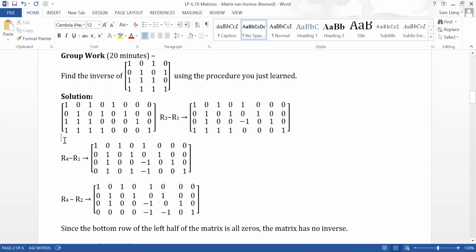R4 minus R1. So instead of the 1 here, we want a 0. So for that, I'll do R4 minus R1. 1 minus 1 is 0. 1 minus 0 is 1. 1 minus 1 is 0 again. 1 minus 0 is 1. 0 minus 1 is -1. 0 minus 0, and 0 minus 0 in the next two columns. We have 0, 0. And then 1 minus 0 is 1.